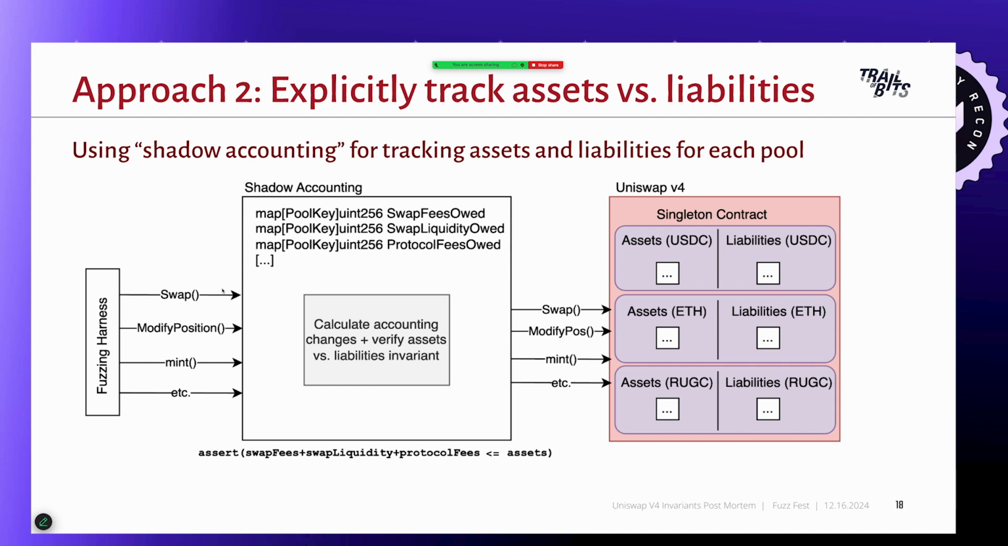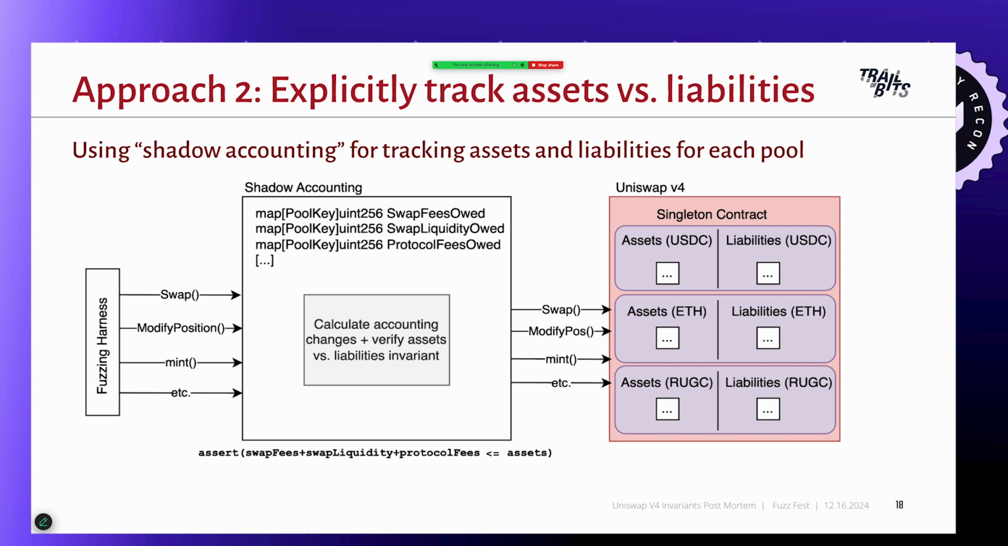When you call into this from the fuzzing harness, it tries to figure out how many tokens are going to be added to the balance sheet, how many tokens are going to be removed from the balance sheet, and how this is going to change the assets and liabilities. Then it forwards the call to the Uniswap v4 contract. This lets us basically just assert that swap fees plus liquidity plus protocol fees is always less than or equal to the assets, and make sure that the liabilities are always less than the assets. This is roughly the direction that we were going in.